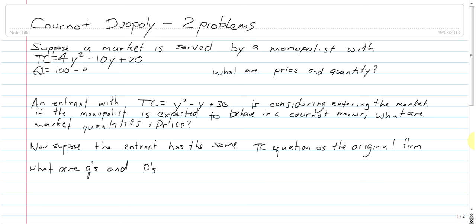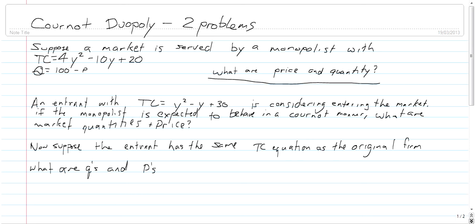So anyways, a market is served by a monopolist with a total cost of 4y squared minus 10y plus 20. Quantity is 100 minus p. And just as a little aside, if you want to, what are the price and quantity of this monopoly? I'm not going to give you the answer to that, but it's something to do. An entrant with total costs equal to y squared minus y plus 30 is considering entering the market.